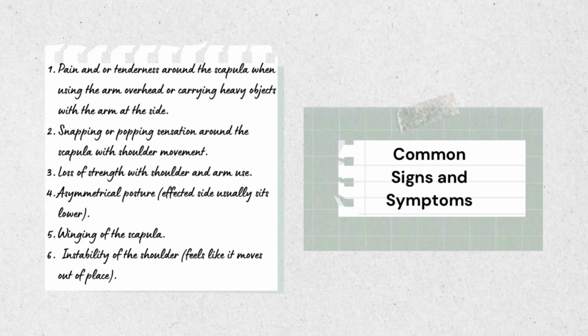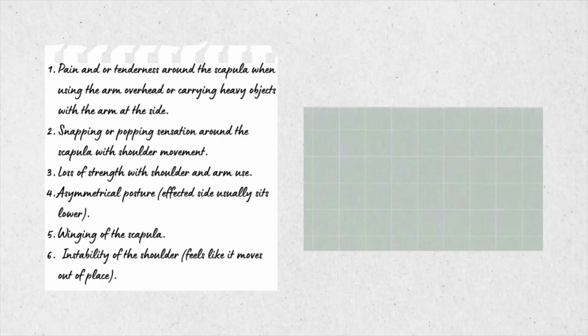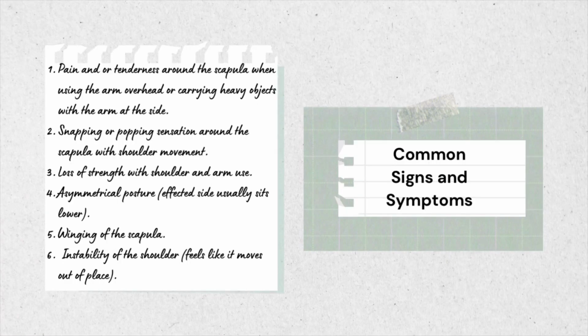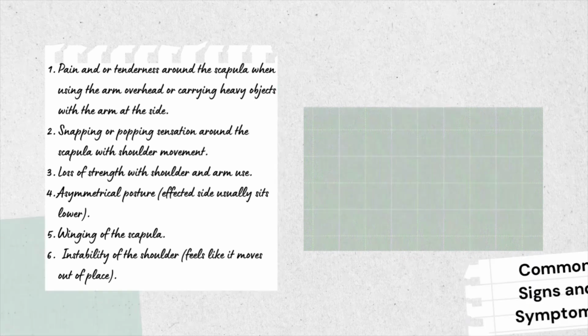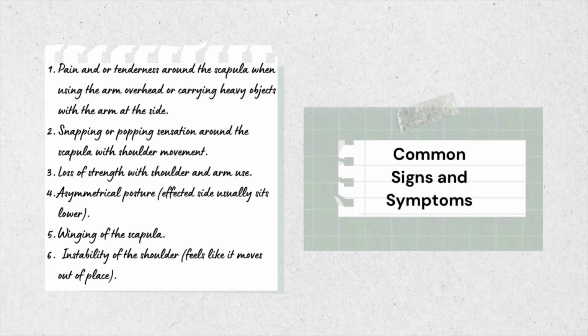So, coming to the signs and symptoms, the patient will complain about pain and tenderness around the scapula when using the arm overhead or carrying heavy objects with the arm at the side. There will be a snapping or popping sensation around the scapula with shoulder movements. There will be loss of strength with shoulder and arm use.